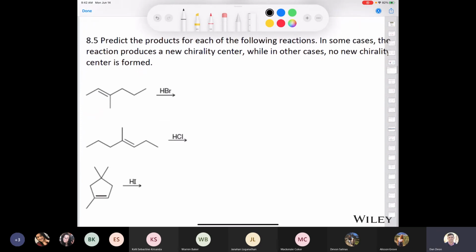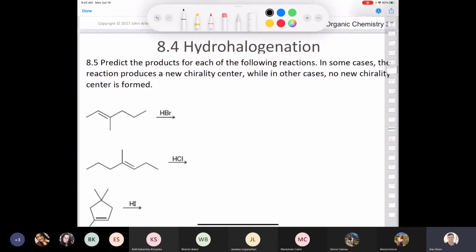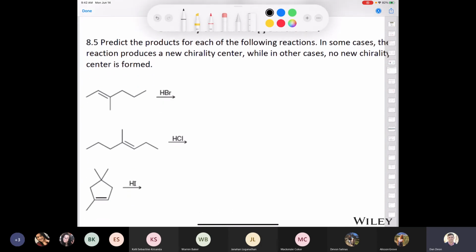So let's take a look at a practice problem. This is still section 8.4, hydrohalogenation. It says predict the products for each of the following reactions. In some cases, you may get a chiral center, maybe not. Let's call these A, B, and C. I think the best way to tackle these is to draw out the carbocation intermediate, because that really helps you understand what your final product might look like.